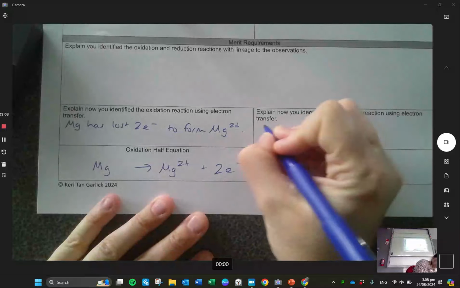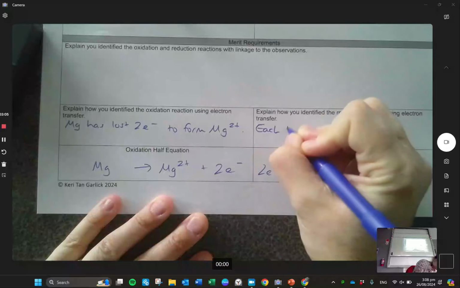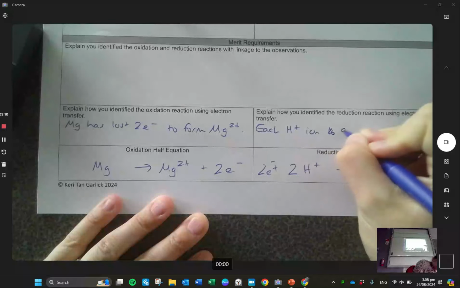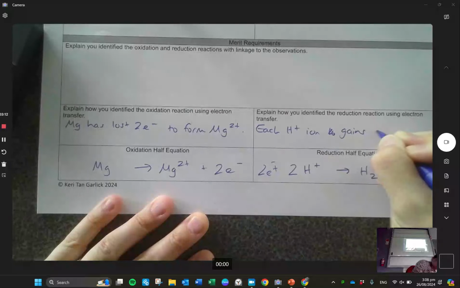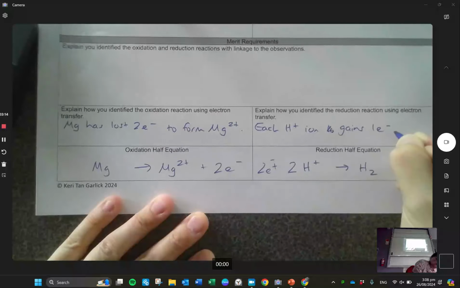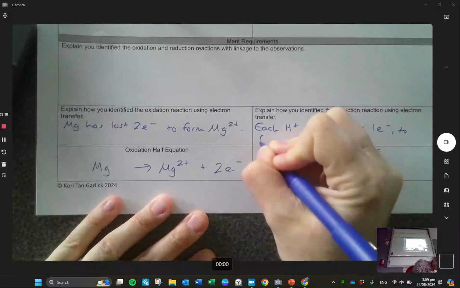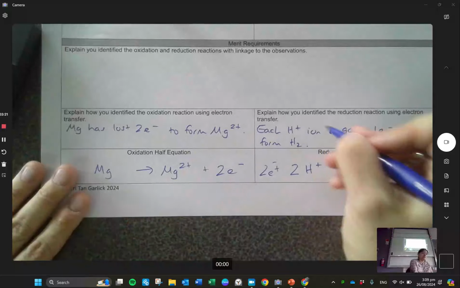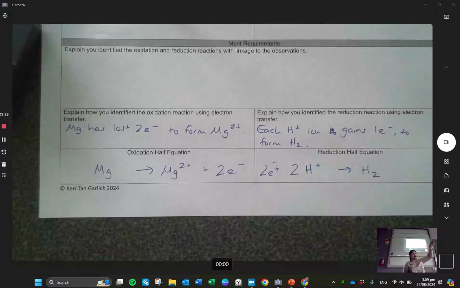So each H plus ion gains, sorry. So just watch out for that. Just being really clear that you understand that it's 1 hydrogen ion that's gaining 1 electron, not 1 hydrogen ion gaining 2, etc., etc. So just be mindful whenever we're writing our justifications, we're talking about per 1.